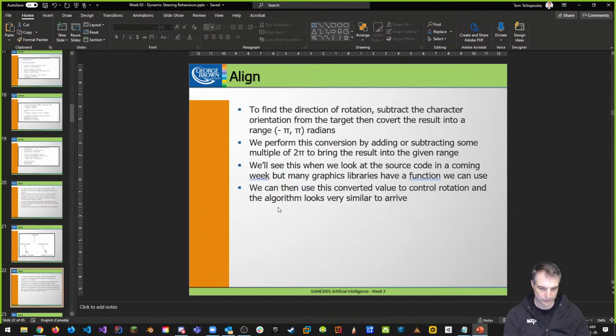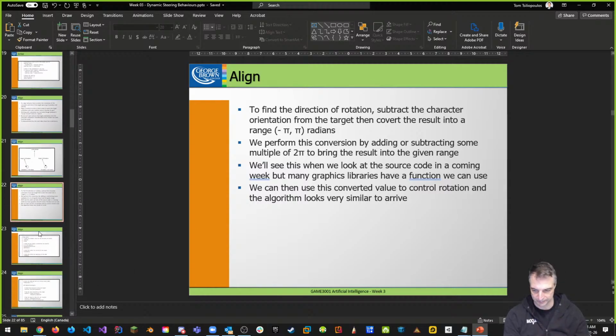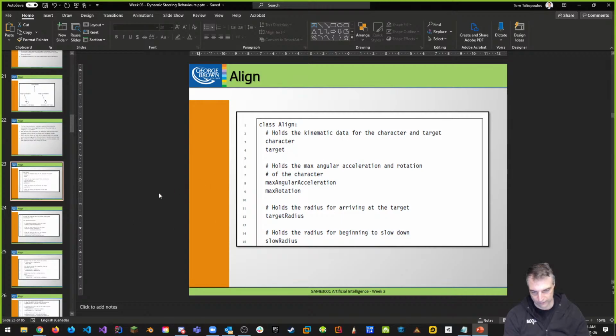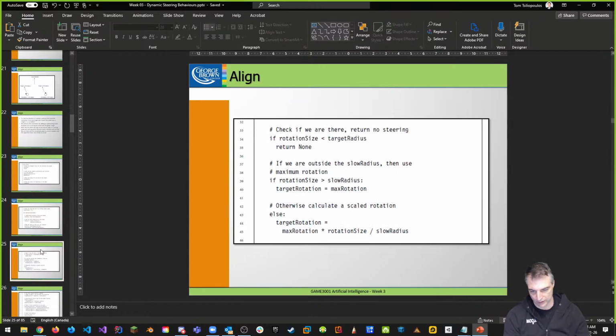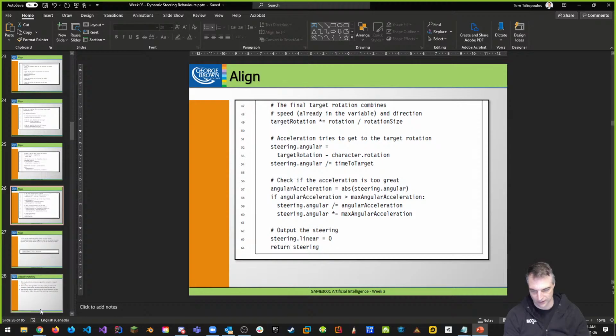And one thing to note is to find the direction of rotation, subtract the character orientation from the target, and then convert the result into a range between negative pi and pi radians. All right, so that's the way it's being done for alignment. Okay, so that's align. And they also give an example of that here in pseudocode. And a lot of this document, even though there are 85 slides here, is mostly pseudocode.